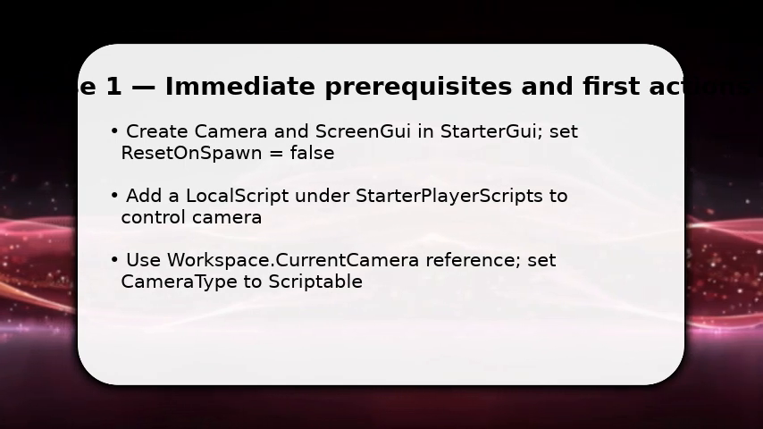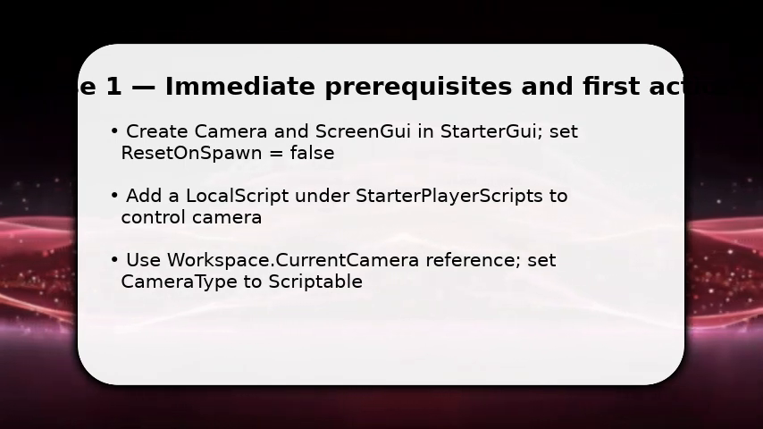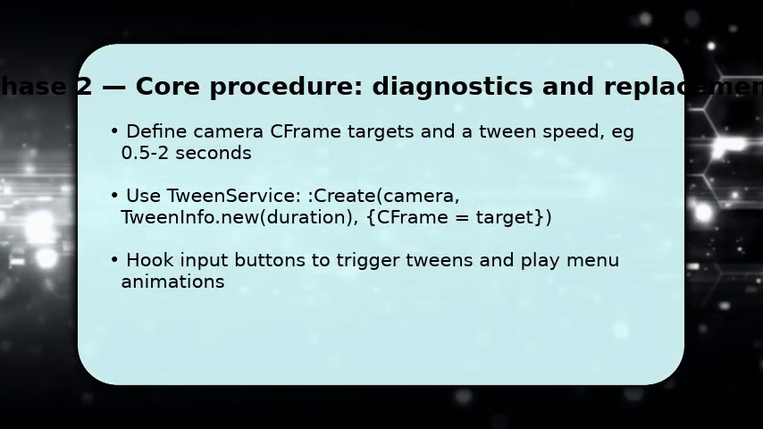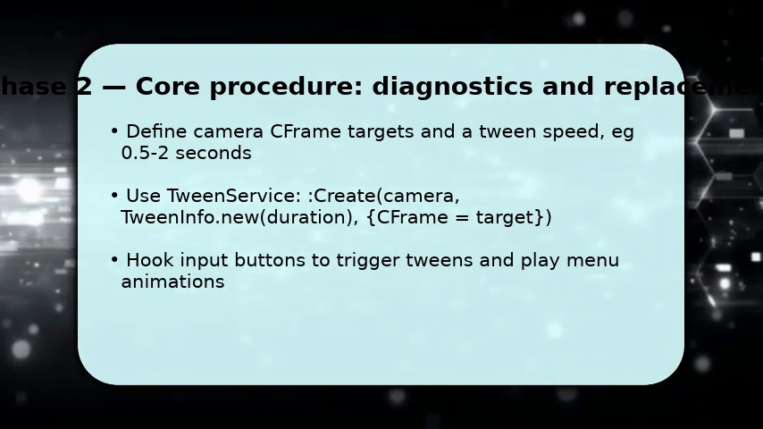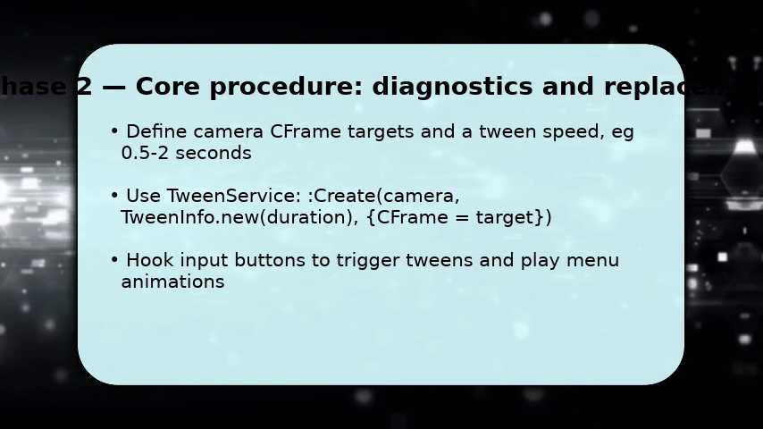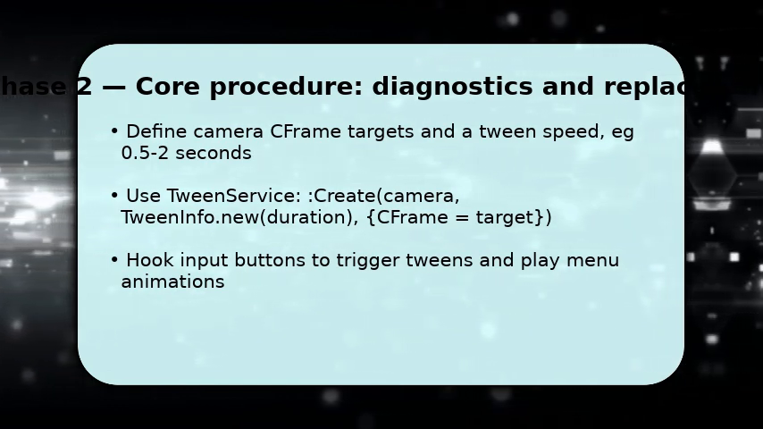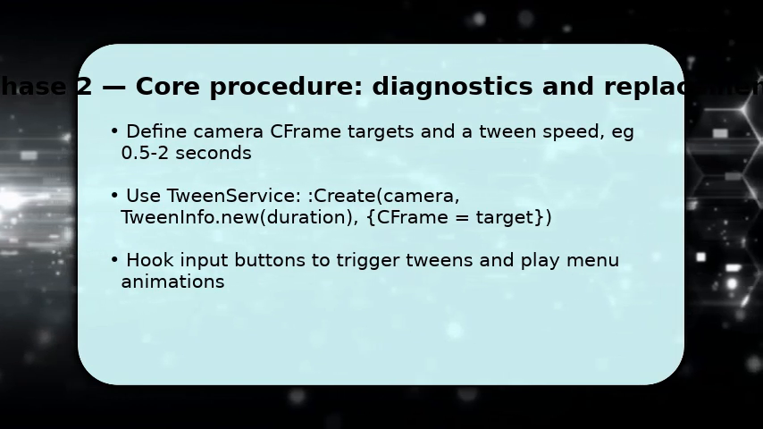Now implement smooth transitions with TweenService for a polished feeling. In your LocalScript, require game:GetService("TweenService") and define target CFrames for each menu state. Pick durations like 0.8 to 1.5 seconds for UI clarity.